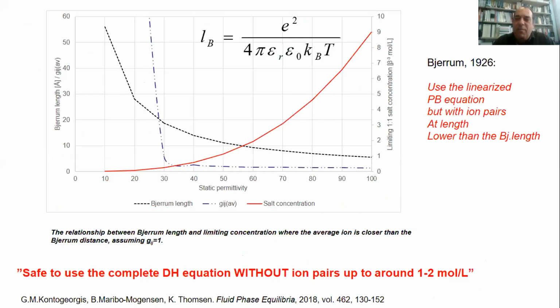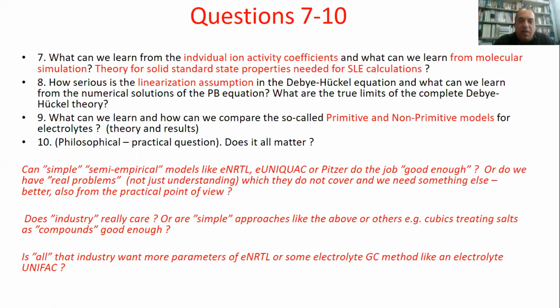We have done some preliminary calculations showing that maybe up to 2 moles per liter, we may not need them, but this is really very, very, very preliminary. So questions 7 to 10 will go very fast, and they are actually more than just 4. What can we learn from individual ion activity coefficients?